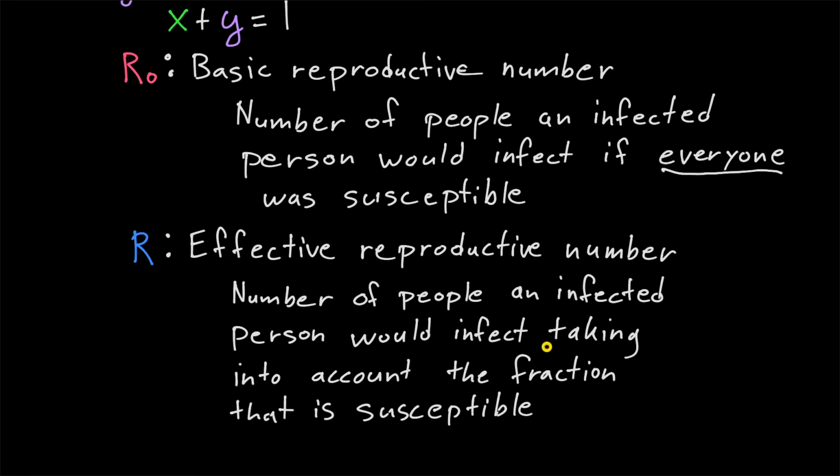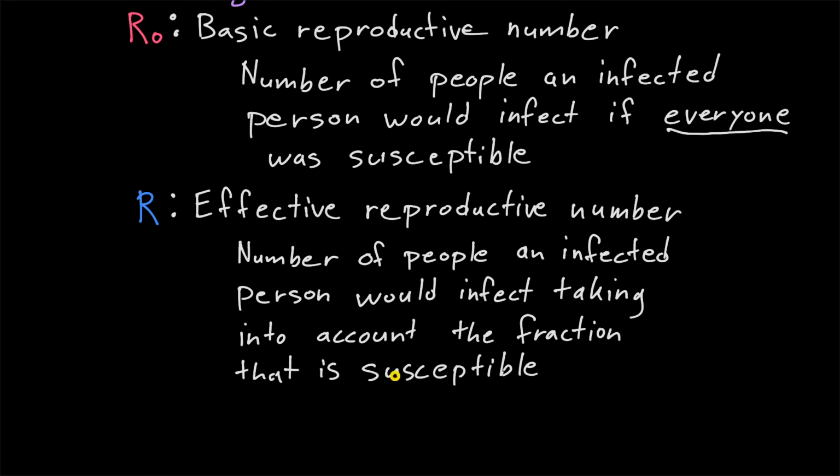Now, what does that mean? Well, it just basically means that the R value is like the R naught value. It is the number of people on average, the number of people an infected person would infect, but the R value takes into account how many people in the population are actually susceptible. Where the R naught value just assumes that everyone is susceptible.